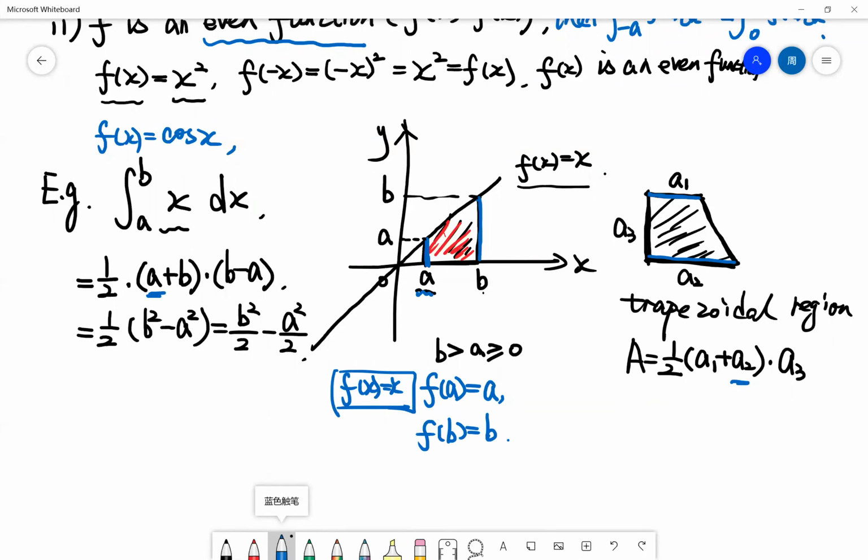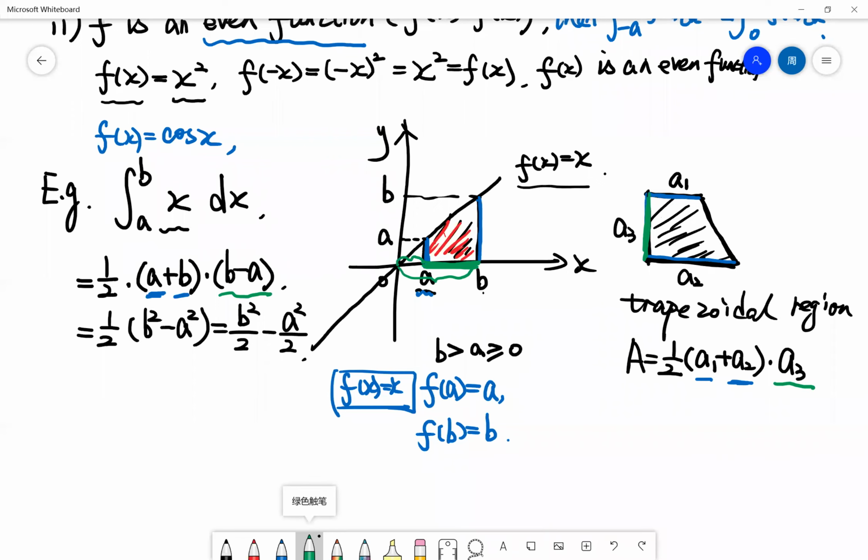So we have A1 plus A2, that means A plus B here, and times the height here, A3. And the height is this part, right? And the height is B minus A, right? Because it is B, and it is A, right? So of course the height is B minus A here, A3 here.